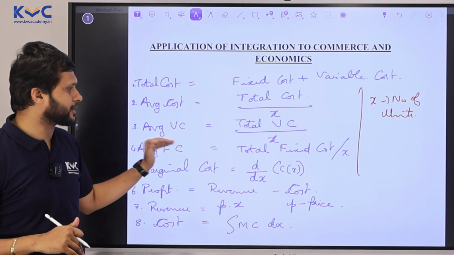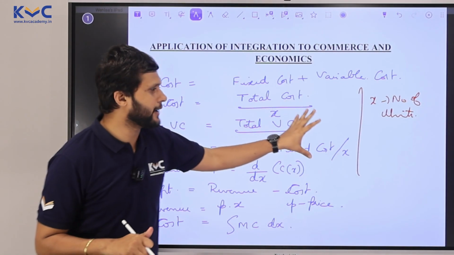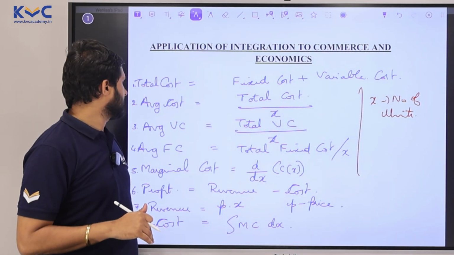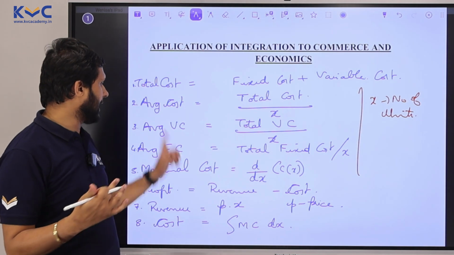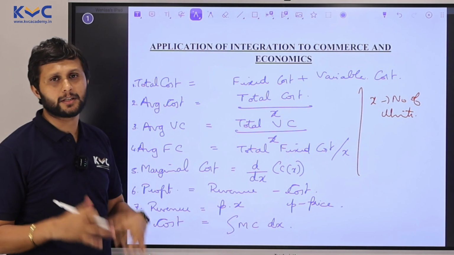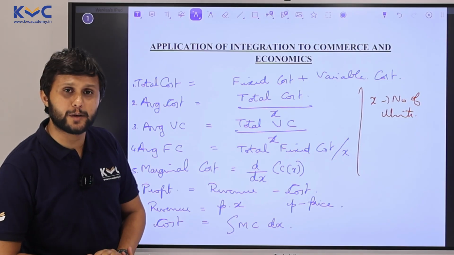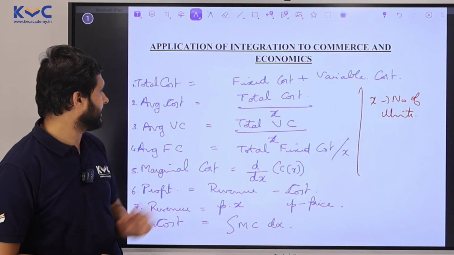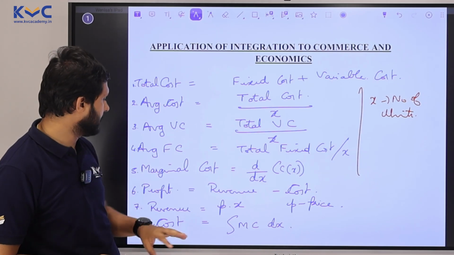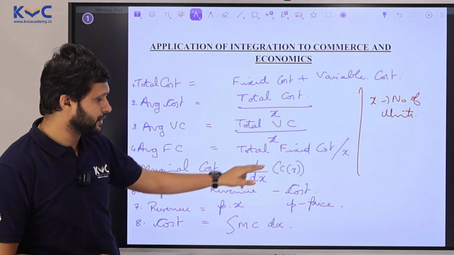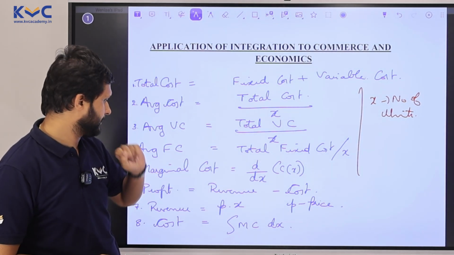Same for average variable cost and average fixed cost. Everywhere you are just dividing by number of units. X is number of units. See, now if I want marginal average variable cost, I just have to differentiate it. So remember, if you differentiate the cost function, you get marginal cost. Same way we can differentiate these also, that I have not written. I have written only for marginal cost. Marginal cost is equal to differentiation of cost function.